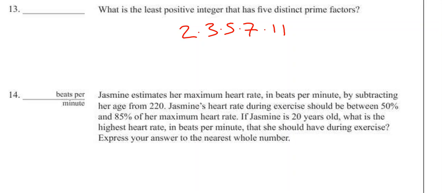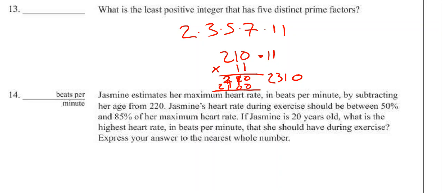So 6 times 5 is 30. 30 times 7 is 210. 210 times 11, we just have to multiply that out. So times 11, we get, oh my gosh, dyslexic moment. All right, so we get 0, 1, right here we get 3, 2, there we go.